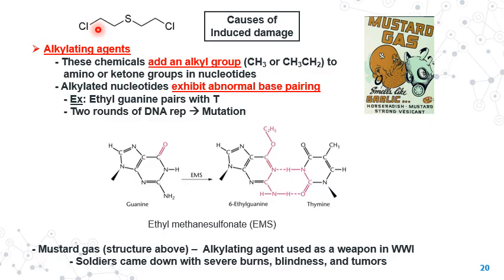So one example of an alkylating agent that is very well known is mustard gas. So here is the molecule of mustard gas. And this was actually used during World War I as a chemical weapon. It was after World War I that this type of mustard gas, or alkylating agents, or chemical weapons were banned by the Geneva Convention, but that doesn't mean that they're not still getting used these days.